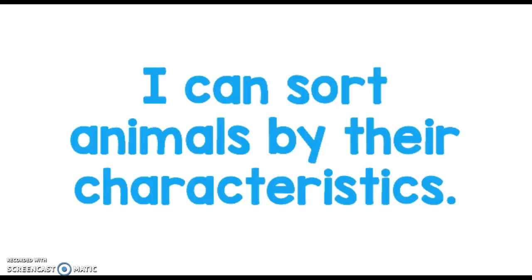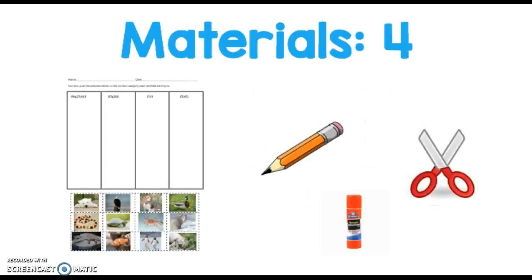Hi boys and girls, for this activity we are going to be sorting animals by their characteristics. There are a few materials that you're going to need. You need this activity sheet, a pencil, a glue stick, and a pair of scissors. If you don't have all four of those items, pause the video and go and get them now.